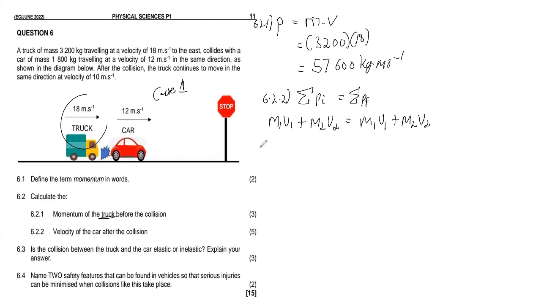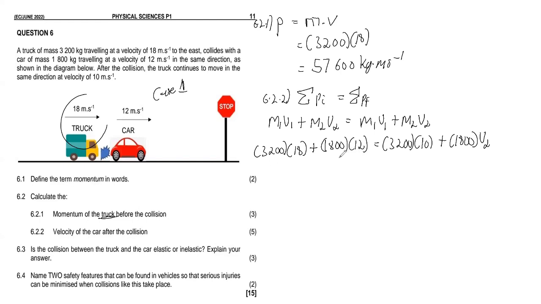What is the mass of the truck? We have 3,200 and its velocity 18. So we're just going to get this same answer here. And then the mass of the car is 1,800 and the velocity before collision is 12, right? And then here we have again 3,200, but the velocity after collision of the truck is 10, right? And then this is 1,800. So we are looking for the velocity of the car just after the collision.